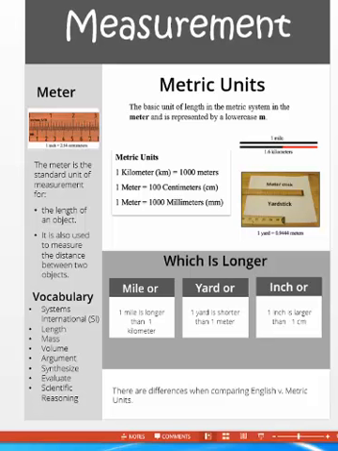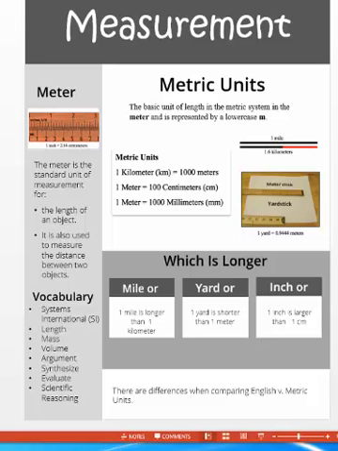Universally, the metric unit is most commonly used. This is indicated by meters, and this is represented by the lowercase m. Generally, the metric units are kilometers, meters, centimeters, and millimeters. There's also an English system that uses yards and inches. We will be discussing both, but focusing more on metric units.